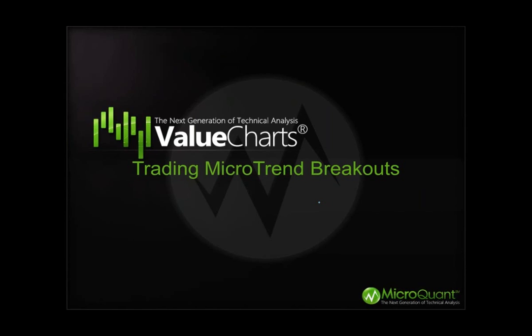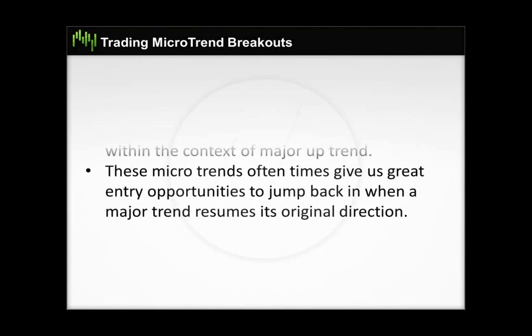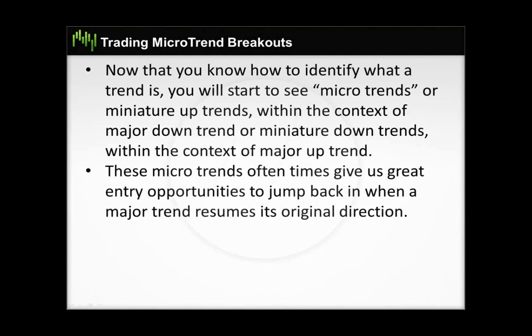All right, the way we enter is by using what we call micro trends and micro trend breakouts. So now that you understand what the trend is by looking at the major pivots, you'll start to see micro trends, or miniature uptrends within the context of a major downtrend, or miniature downtrends within the context of a major uptrend. These micro trends often give us great entry opportunities to jump back in when a major trend resumes its original direction. The micro trend is basically the market taking a breather before continuing in one direction or the other.